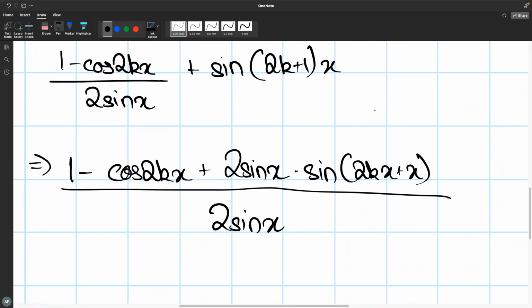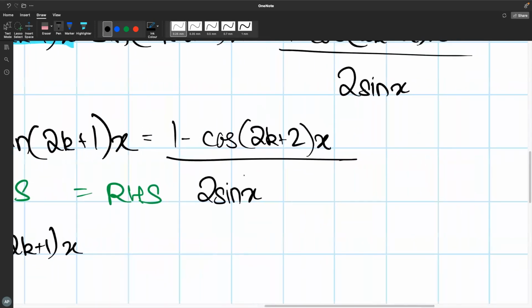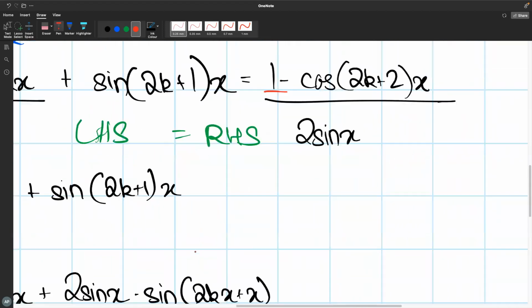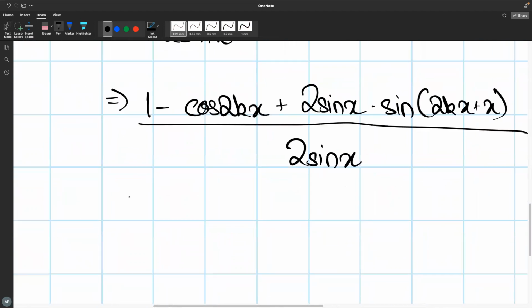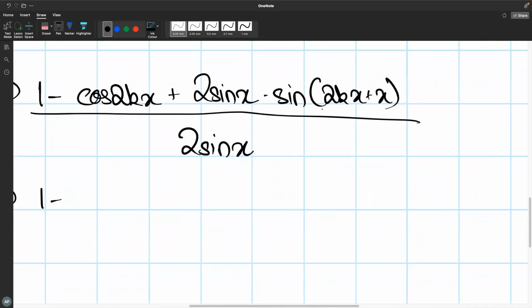Now, to make this simple, we can look at what we have to prove, and we see that the 1 minus and the 2 sine x are essentially untouched. That immediately gives us a clue that everything we have to do is in the cosine 2kx plus 2 sine x sine (2kx plus x). So only these terms have to be dealt with. Let's first use the trig identities and expand sine (2kx plus x).